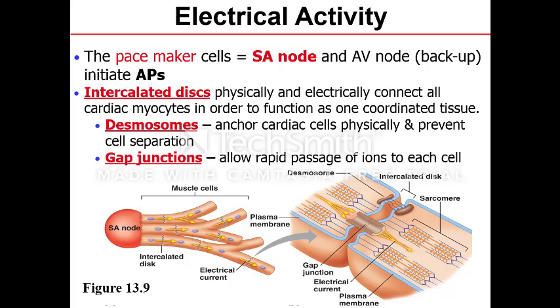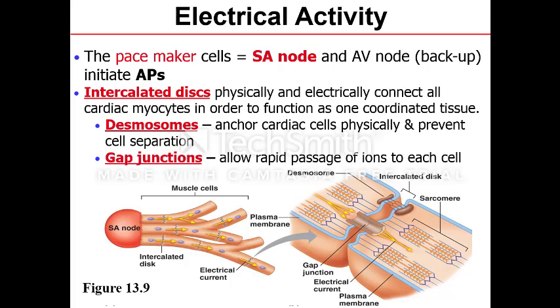The AV node is sort of like a backup. So we have some redundancy here for pacemaking ability in the heart. These pacemakers initiate action potentials and set the normal heart rate. The pacemaker here is shown in figure 13.9 from your textbook.